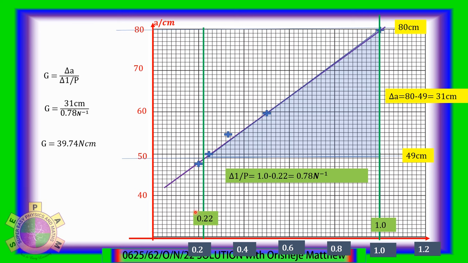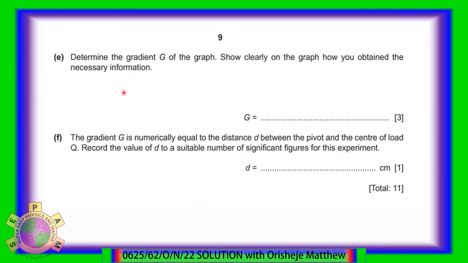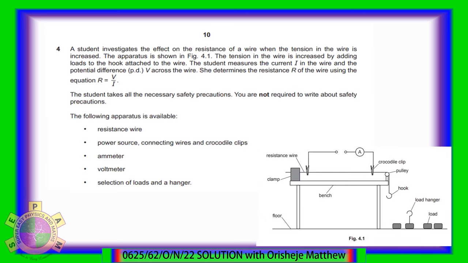Then from the marking scheme, the answer is between 39 and 41. So our value is correct. So put your value approximately. Now, this question F is a giveaway question. The gradient is numerically equal to the distance. So what they are telling you is that G is equal to D. So whatever you have here, write it here. So it's equal to 40 cm. Question 4 is a planning.